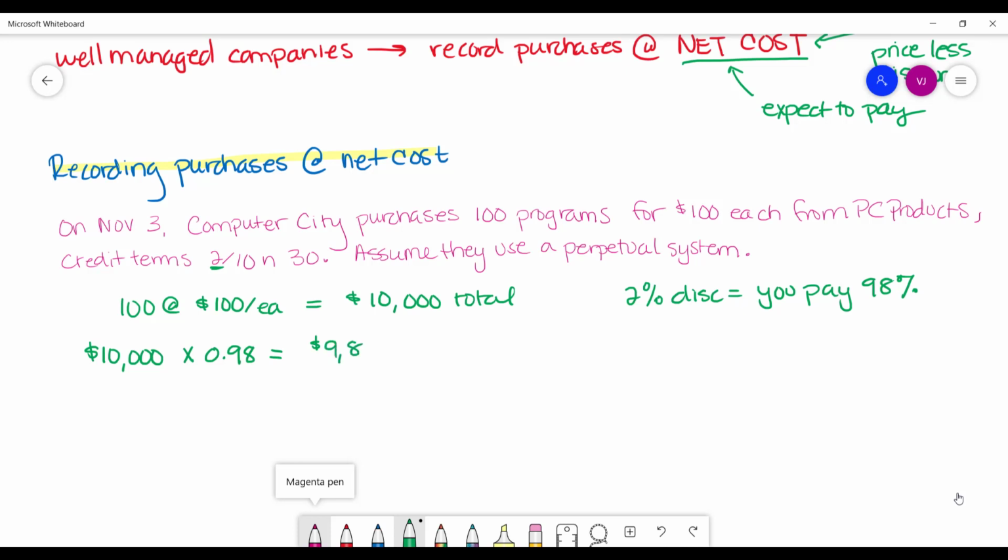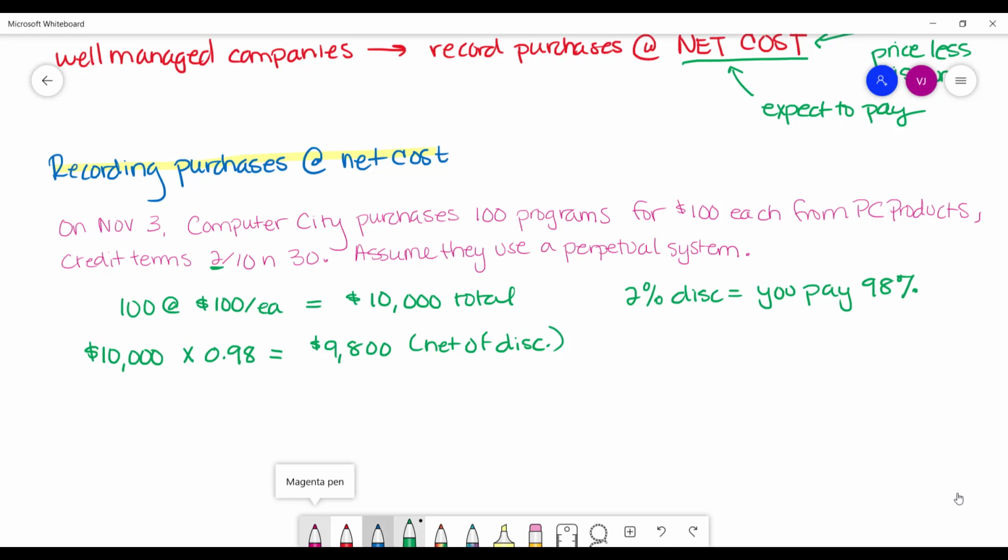That is $9,800. That's the net of the discount. So the $9,800 is what I actually expect to pay. Or you can take 10,000, multiply by 2% to get $200 of a discount and subtract that from the 10,000.